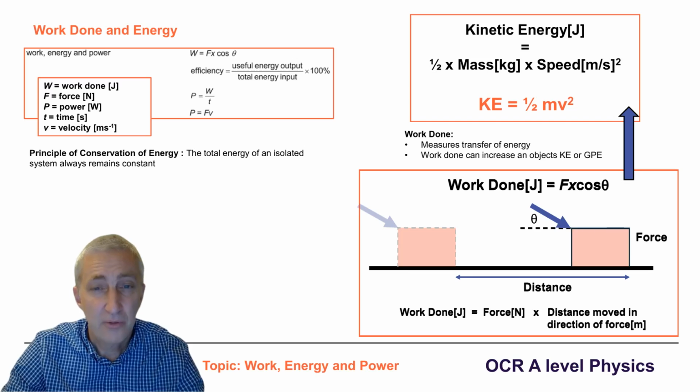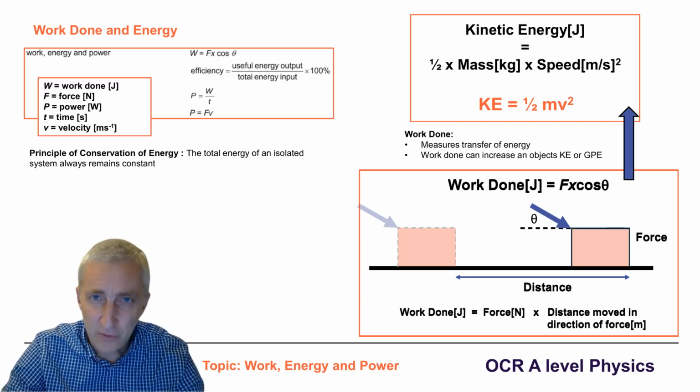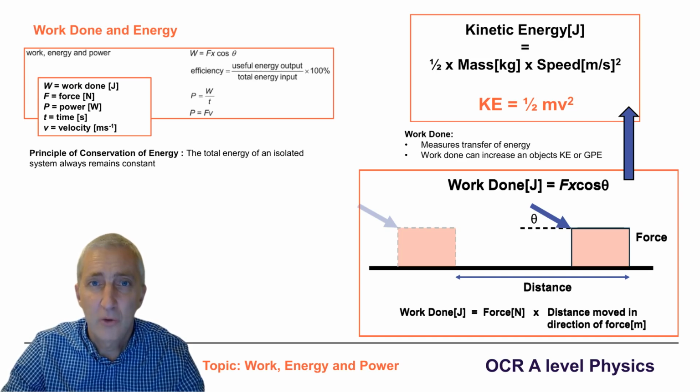A typical example of this is giving an object a push to make it go faster. So we do work and the object gains kinetic energy. Remember that the kinetic energy equation isn't given in the data book, so needs to be memorized.